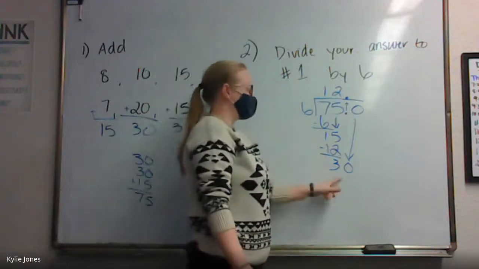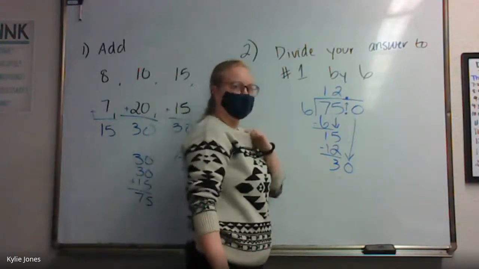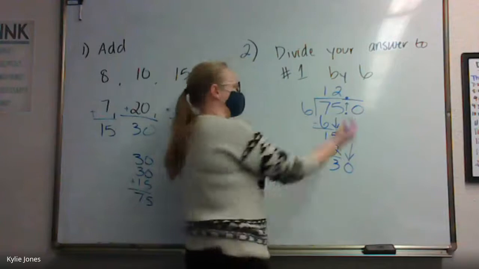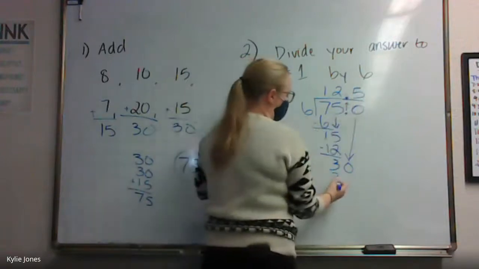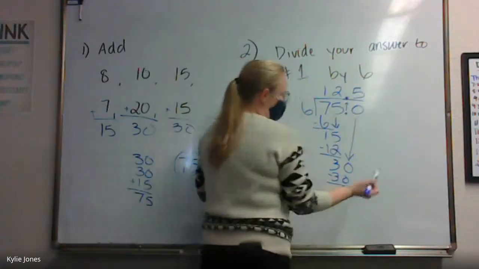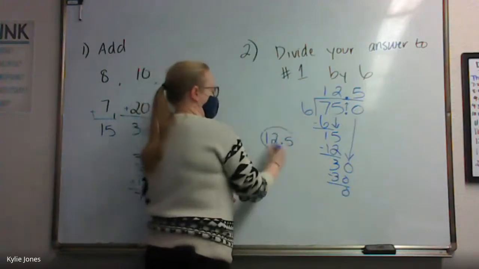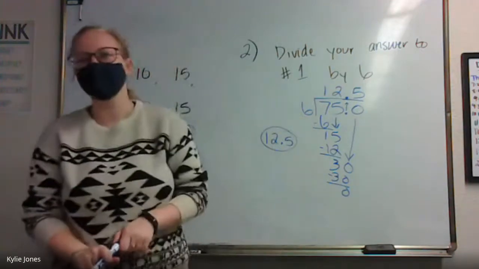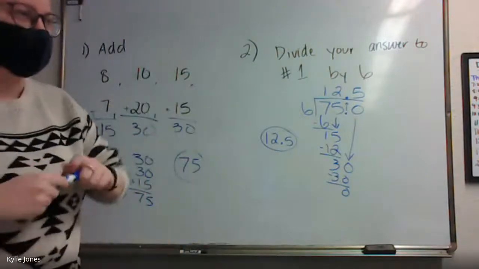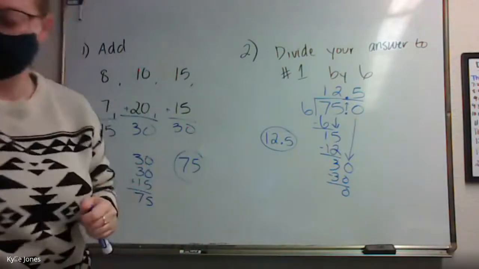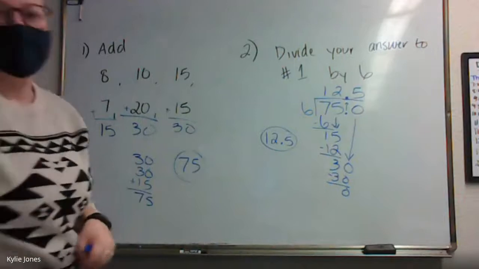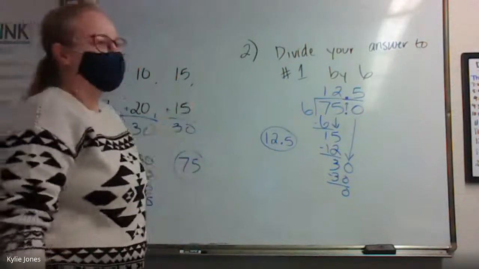So now, does 6 go into 30 because we've dropped down that 0? It does. How many times? 5 times. And it goes in evenly, so we are done. So our answer would be 12 and a half here. 12 and 5 tenths, 12.5, all the different ways to say it. So that is a process that we're going to do quite a few times this week.